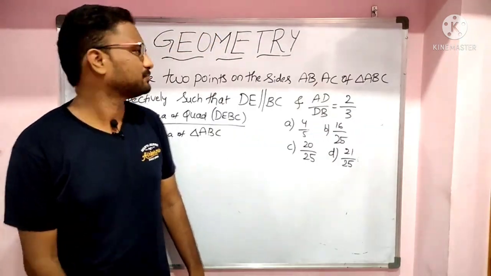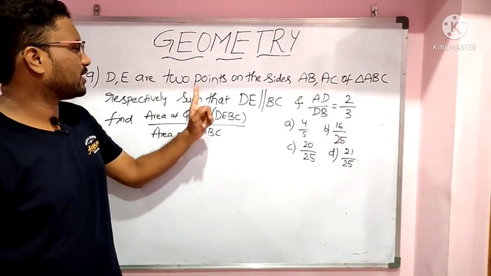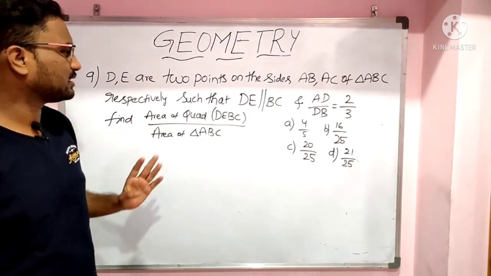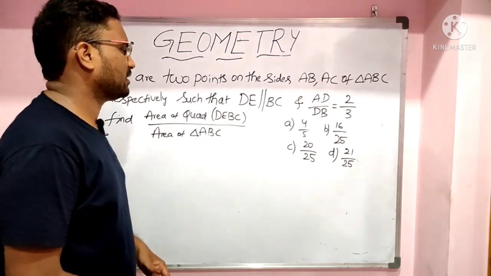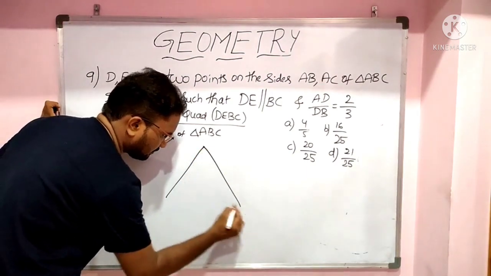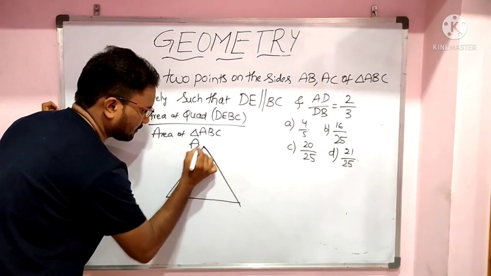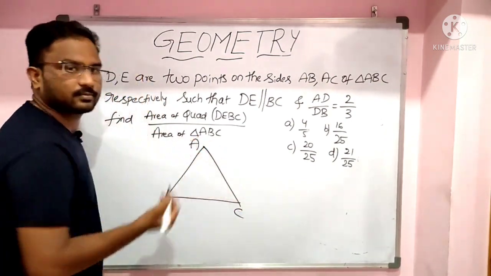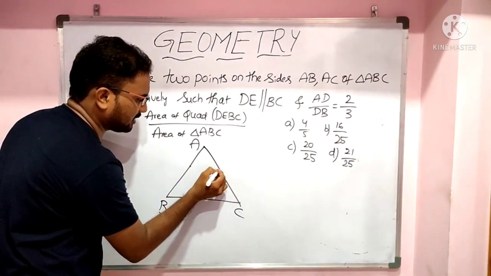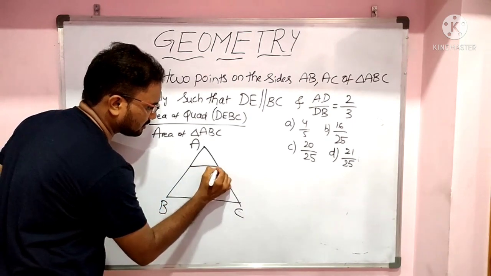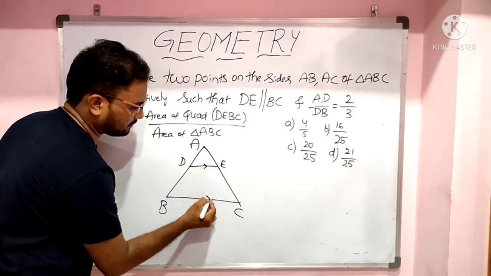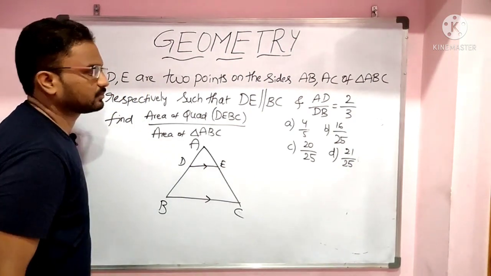Okay. So, next problem. D, E are 2 points on the sides AB, AC of triangle ABC respectively, such that DE is parallel to BC. So first of all, we should draw triangle ABC. D and E are 2 points on AB and AC, such that DE is parallel to BC. This is D and this is E, and these two are parallel.